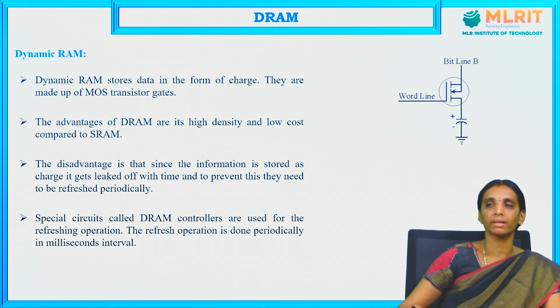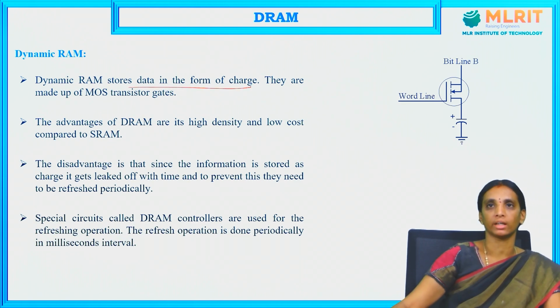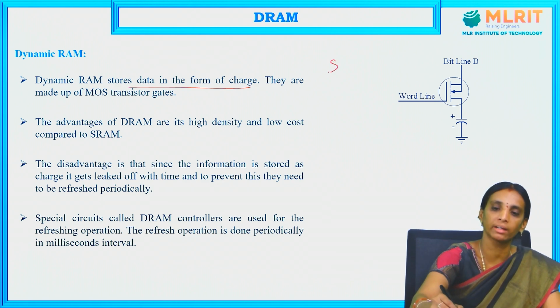The second type is dynamic RAM. Dynamic RAM stores the data in the form of charge. We have seen that static RAM stores the data in the form of voltages.